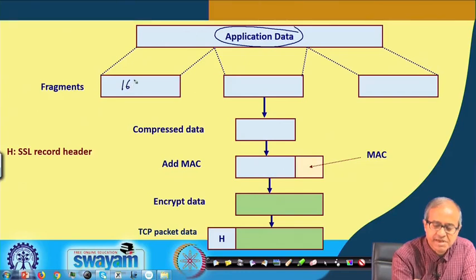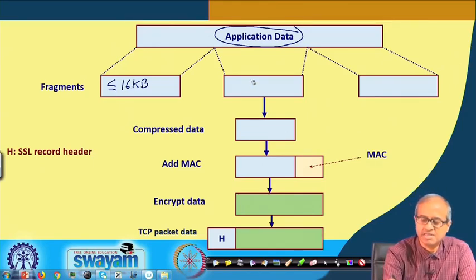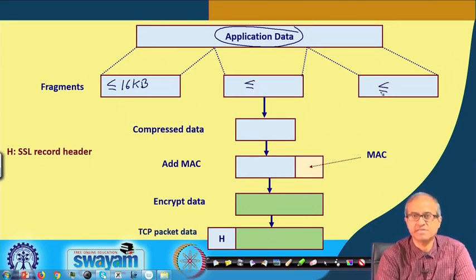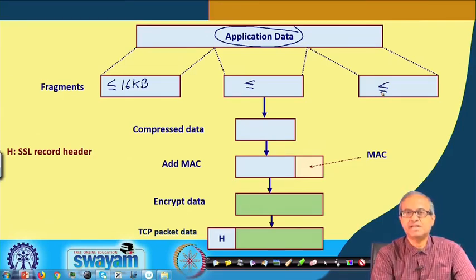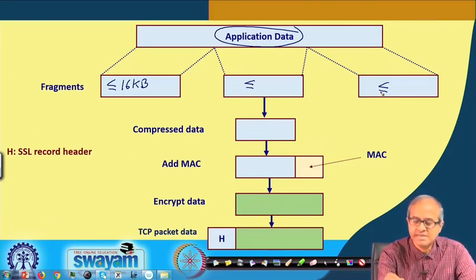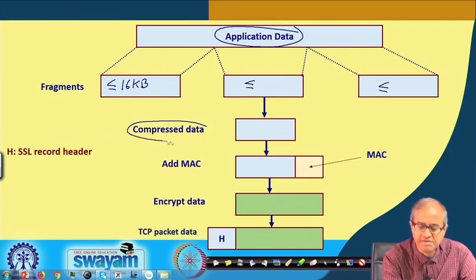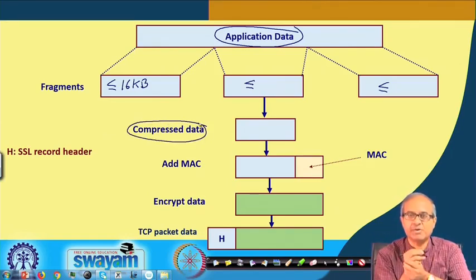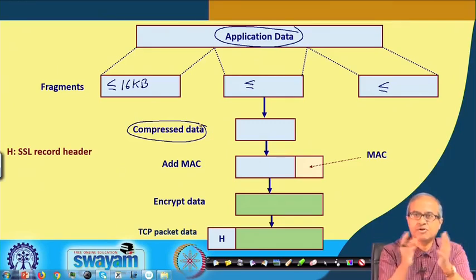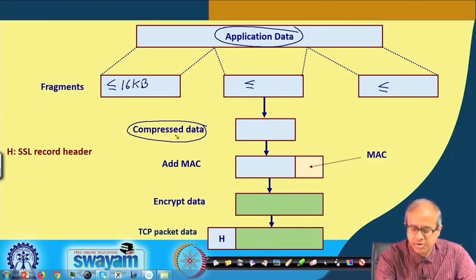Each of the fragments is a maximum of 16 kilobytes, less than or equal to 16 kilobytes. The steps carried out here in SSL are applied to each 16 kilobyte piece of data received. Each of them is sent and processed separately. First, there is a compression function. You do a data compression. If it is text data, you know that if you do a compression, it reduces in size significantly. So, your data gets compressed, maybe the size becomes less.